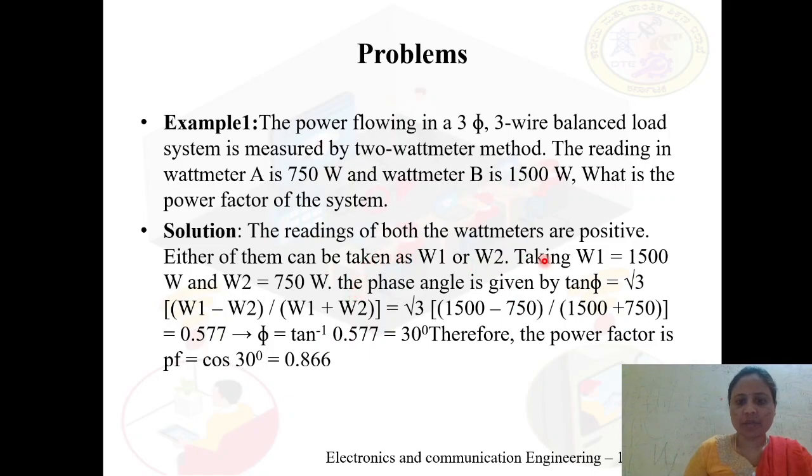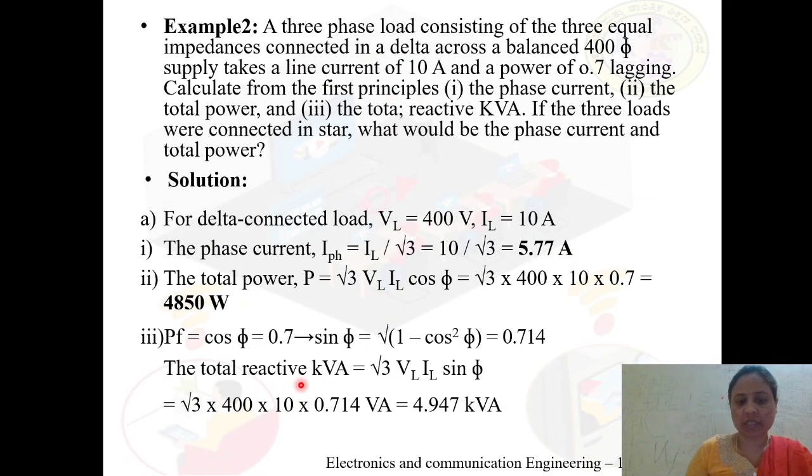So here the 2 wattmeter readings they have given, W1 as 1500, W2 as 750 watt, and the phase angle we can find from tan phi equal to root 3 times (W1 minus W2) divided by (W1 plus W2). So substitute the values of W1 and W2 here. We can calculate phi as tan inverse of whatever value we get. Here it is 0.577, which is nothing but 30 degrees. So power factor is cos phi. Phi value is 30, we have calculated. Cos 30 is 0.866.